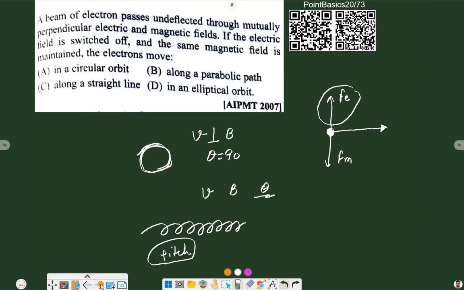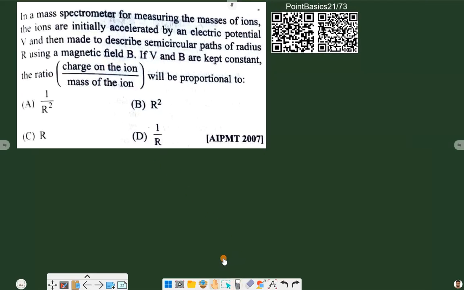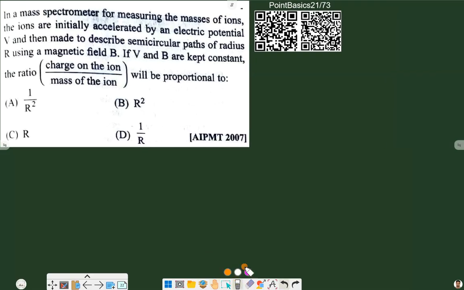Moving to the next one. In a mass spectrometer for measuring masses of ions, the ions are initially accelerated by electric potential V and made to describe circular path of radius R using magnetic field B. If V and B are constant, the ratio of charge and mass will be proportional to. So we have to find ratio of charge by mass, or q by m we have to find out. This is the term we need to find out.